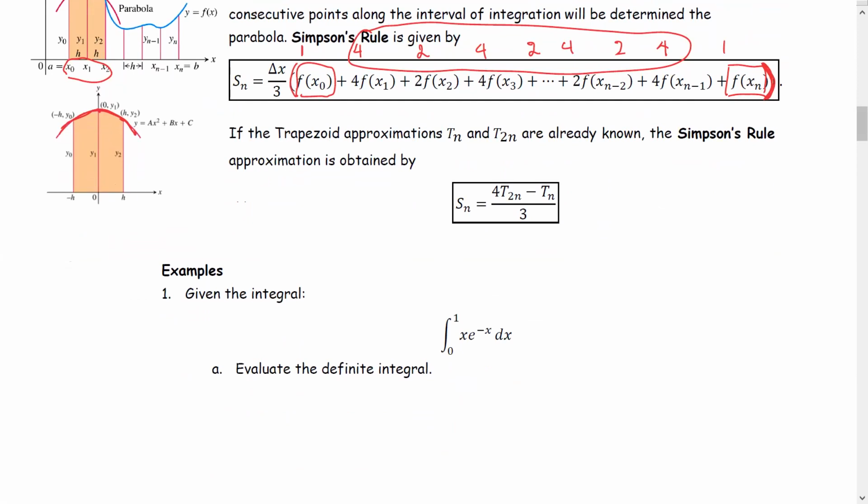If we have the trapezoid approximations Tn and T2n, where n means n subintervals and T2n means 2n subintervals, by using these two approximations from the trapezoid method, using n and double the number of n, Simpson's rule can be written as Sn equals 4 times the trapezoid using 2n subintervals minus the trapezoid approximation using n, divided by 3. For example, if n equals 4, the Simpson's rule approximation using 4 subintervals is the same as 4 times the trapezoid using 8 subintervals minus the trapezoid using 4 subintervals, divided by 3.